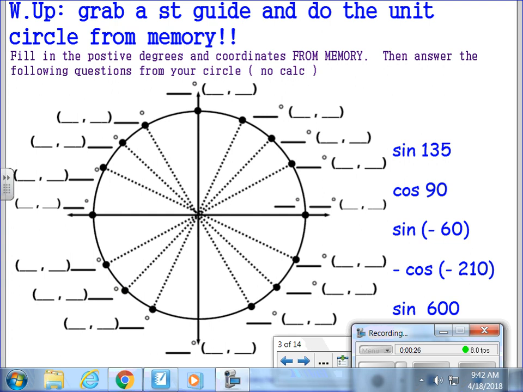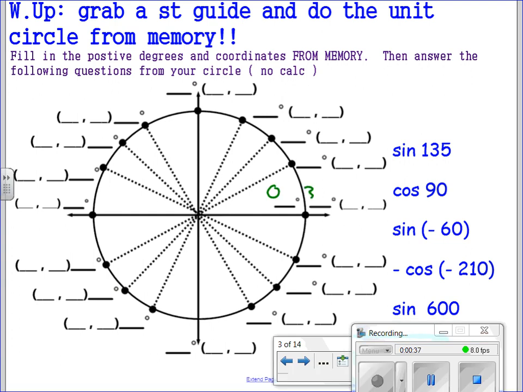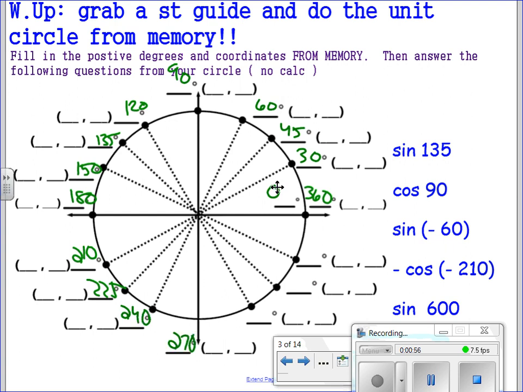So for one ticket, can I have a volunteer do what we did yesterday and just spin around this circle, giving me all the degrees? Ryan? Sweet. You started at 360 or 0, whichever you prefer. Okay. You go to 30, 45, 60, 90. Get it right. 120, 135, 150, 180, 210, 225, 240, 270. Okay. 300. This is on video, live on the internet.